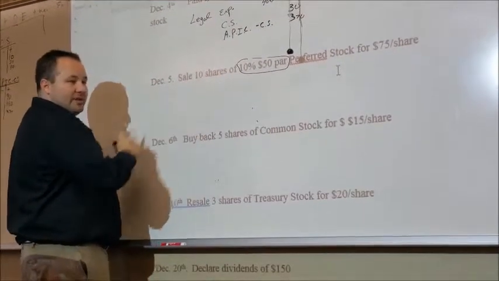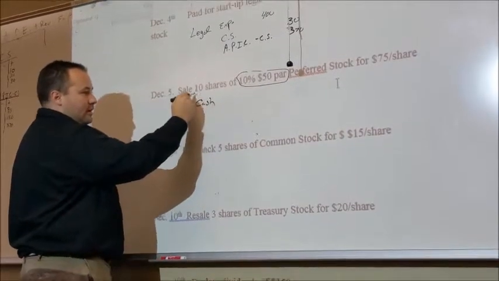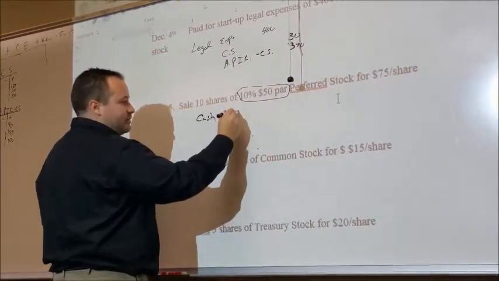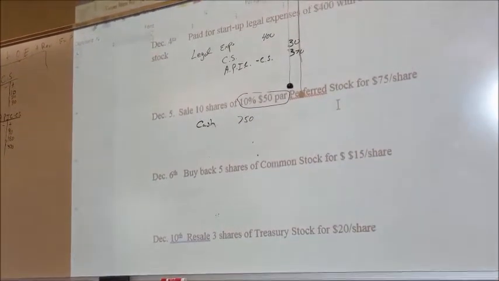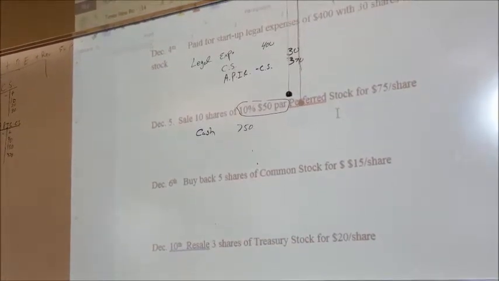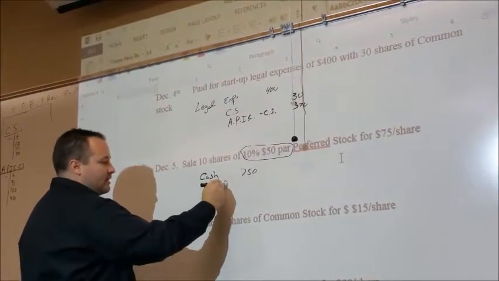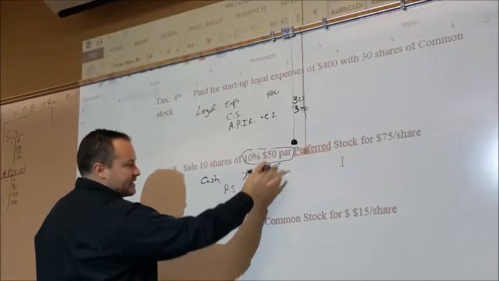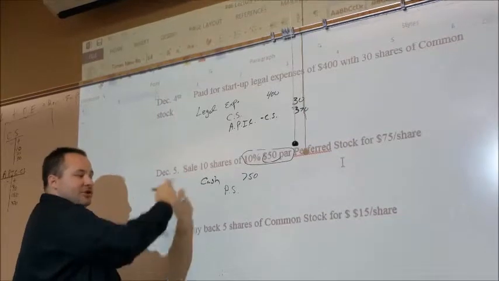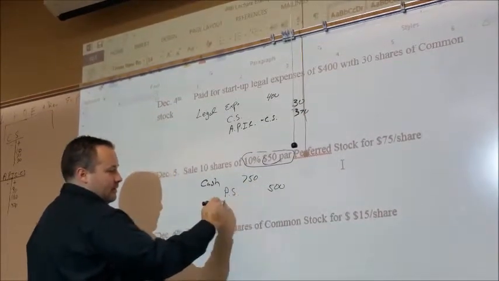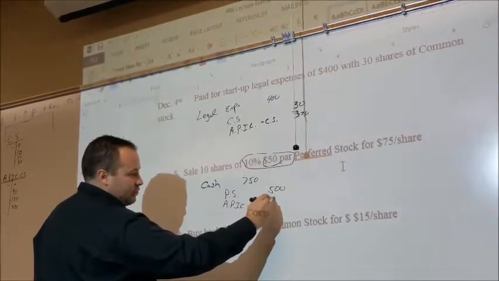But I sold these 10 shares, so what did the company get? Cash. 10 shares at $75 each. And in exchange for the money, they're going to get some stock, and that stock is valued at $50 par. So 50 times the 10 shares, and the rest goes into preferred stock, additional paid-in capital.